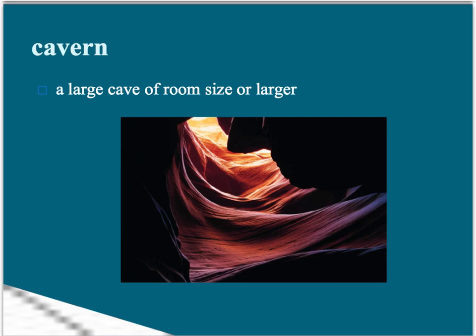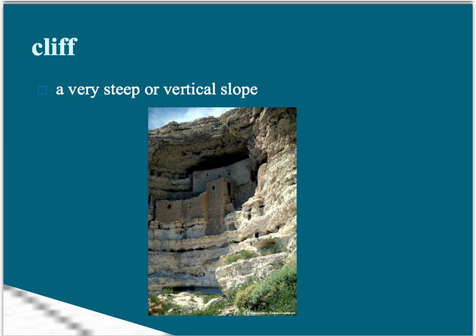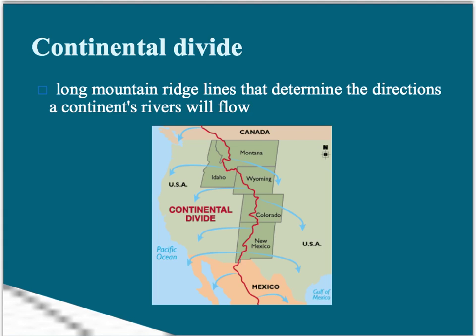A cavern, a large cave of room size or larger. Pretty simple. A cliff, a very steep or vertical slope. Don't fall off a cliff. Would be kind of cool to live in it, like this Native American dwelling here. A continental divide is a large mountain ridge that basically decides which way the rivers are going to flow.